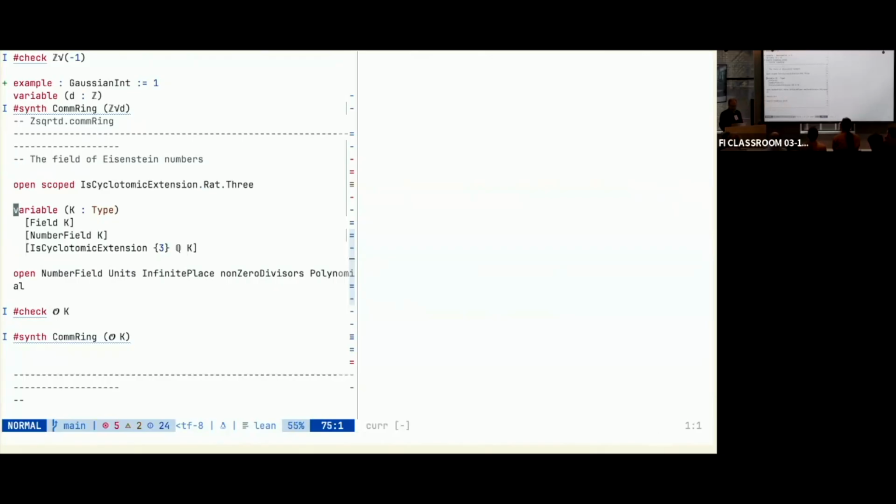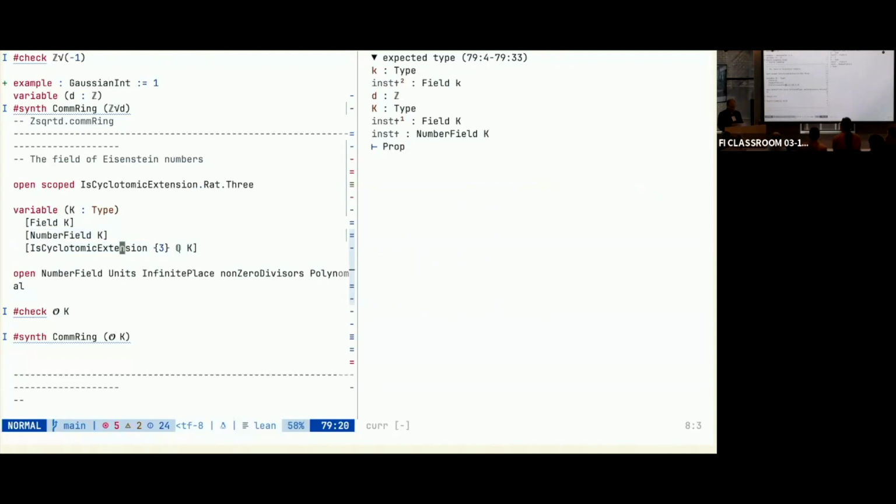So we can say, okay, I will introduce something which is called a type K, and it will be a field. It will also be a number field, which means that it's a Q-algebra and finite dimensional. That's hidden in the way. And we assume that it is a cyclotomic extension for the number 3, or the set of number 3, relative to Q and K, which means that it's obtained by adding to Q cube roots of unity.